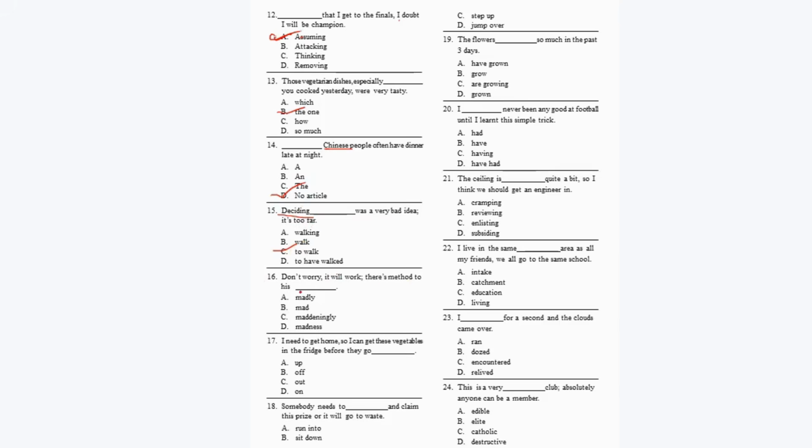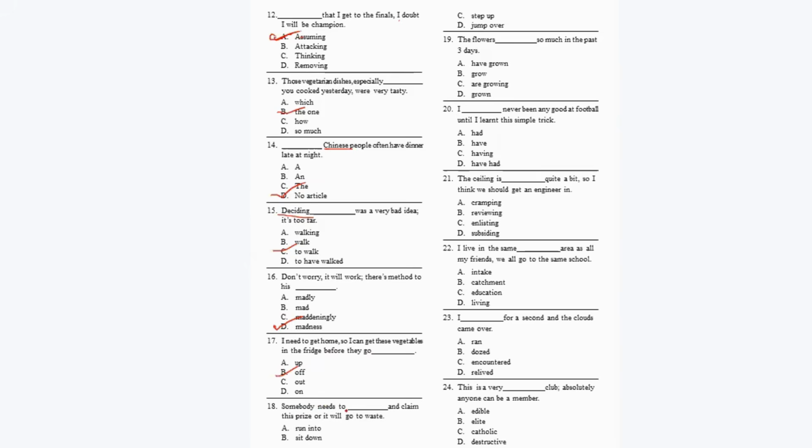Next, don't worry, it will work. There's a method to his dash. So here it should be there is a method to his madness. Next, I need to get home so I can get these vegetables in the fridge before they go dash. So it should be before they go off. It means before they spoil or become rotten. So here it should be option B.